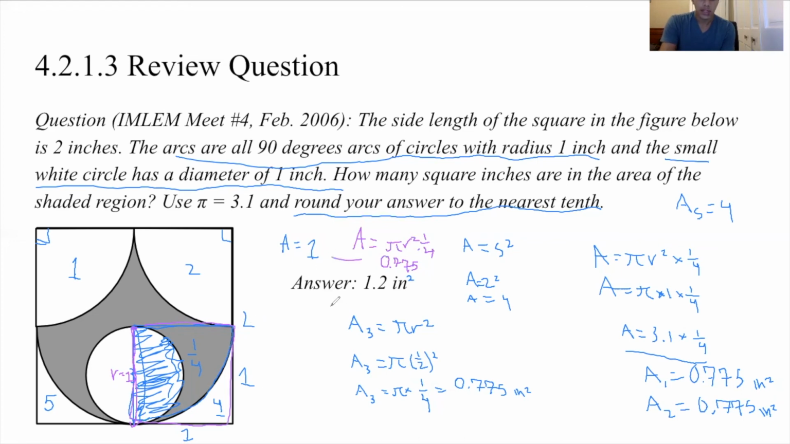So 1 minus 0.075, I'm going to write this as A4, because the area of unshaded region 4 is going to be equal to 0.225 inches squared. All right, and then the area of unshaded region 5 is going to be the same as the area of unshaded region 4, and that's also going to be 0.225 inches squared.